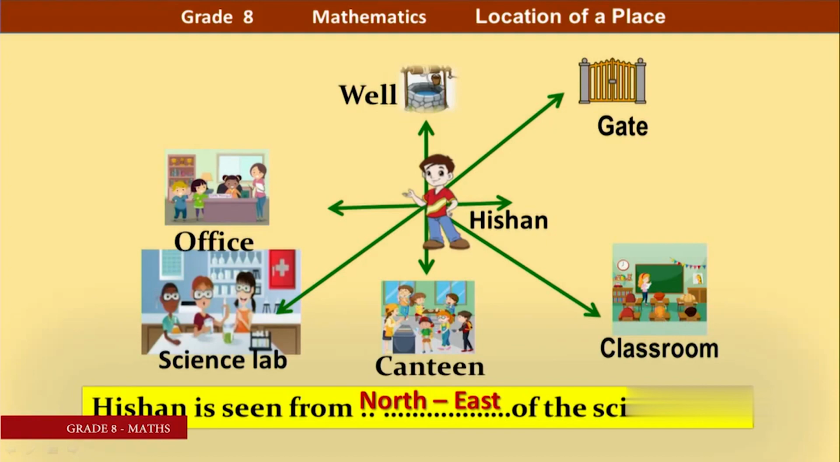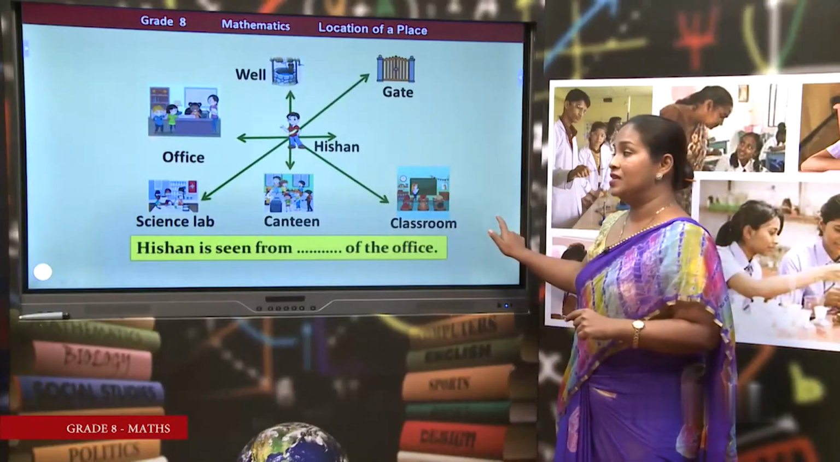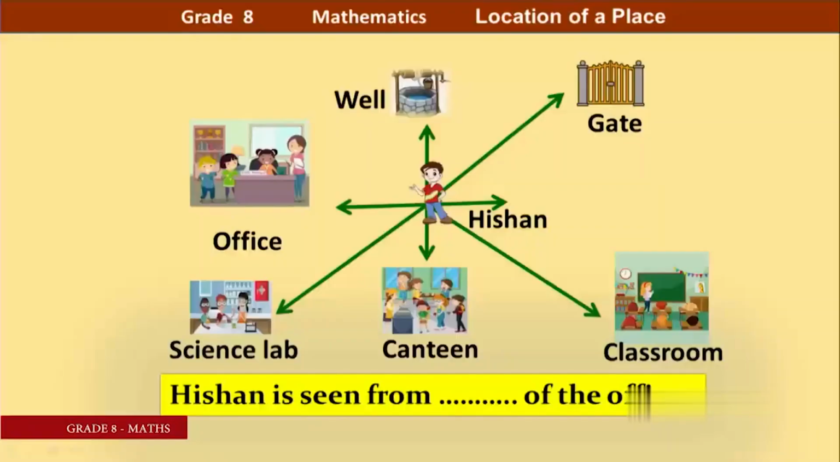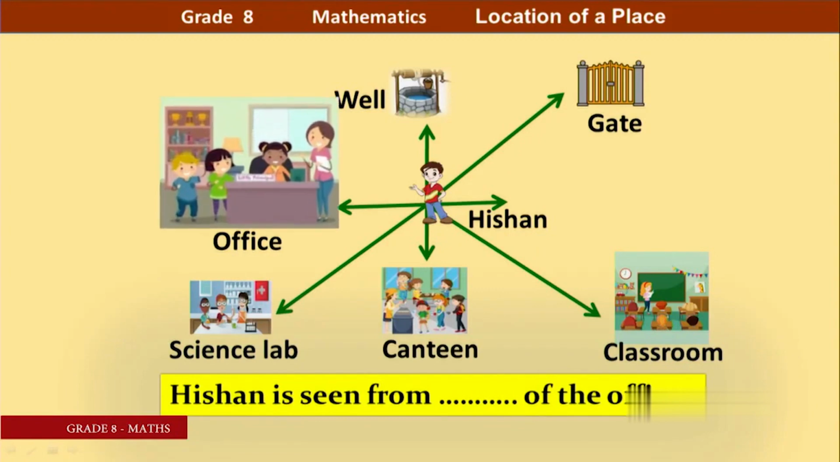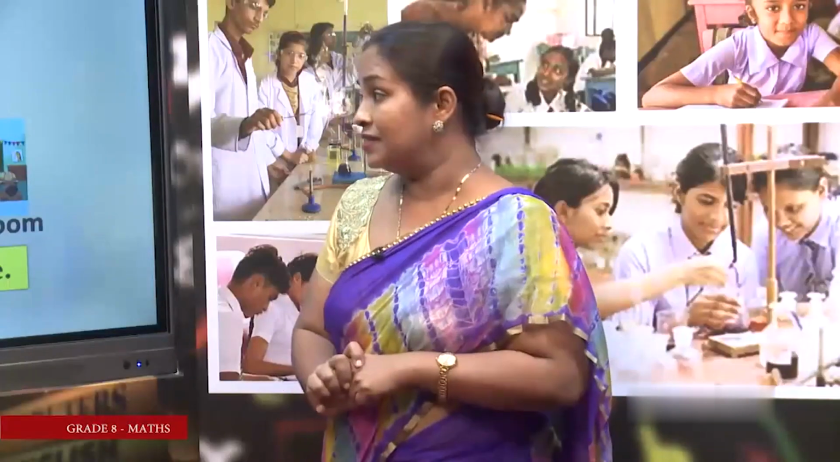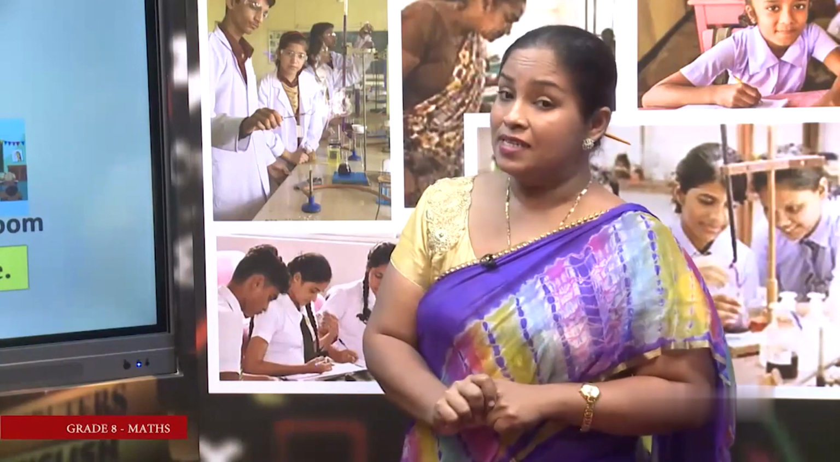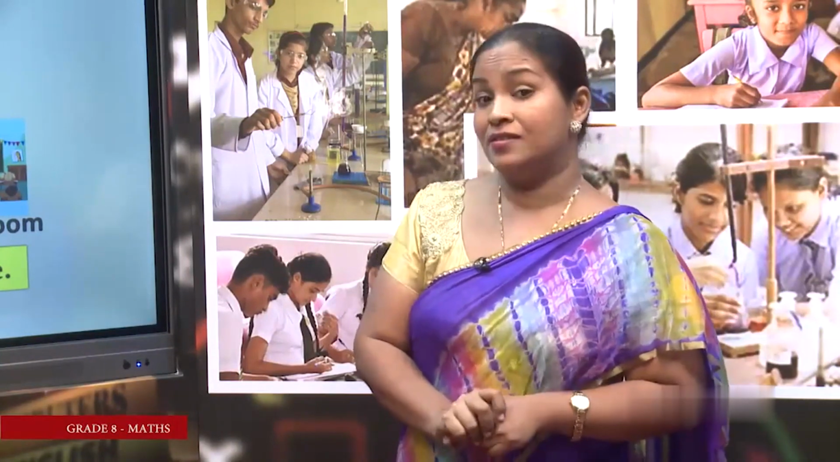Finally, you go to the office. Now you look at Hishan. So, compare the position of Hishan from the office. Yes, Hishan is seen from which direction? Exactly at east of the office. So, I think you are okay with main directions and sub-directions. You have practiced that with me. Good. Okay. Then the most important thing starts.